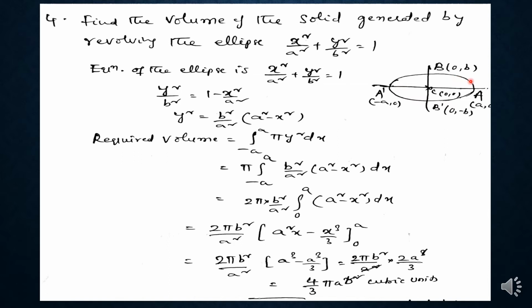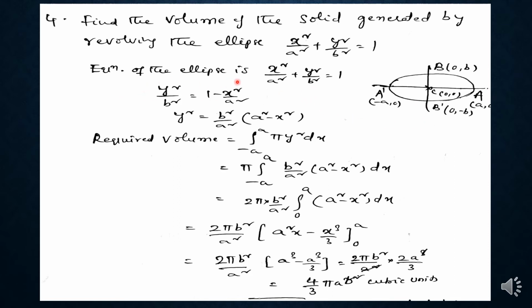So by rotating the ellipse about its major axis, we will get the solid which is called an ellipsoid. Revolving the area bounded by the ellipse and the lines x equals minus a and x equals plus a about its major axis, the x-axis, we will get the solid which is called an ellipsoid.